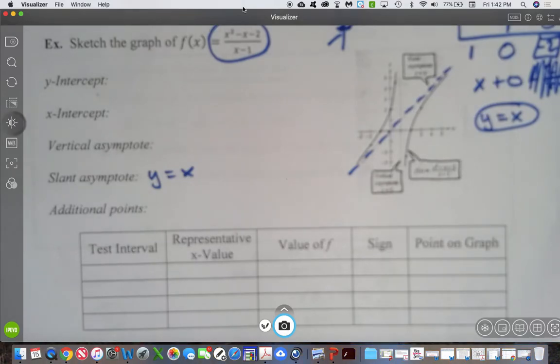I can't ever keep track. Why does it not have a horizontal asymptote? Because it has a slant. If it has a slant, it won't have a horizontal asymptote. That's the way it goes.